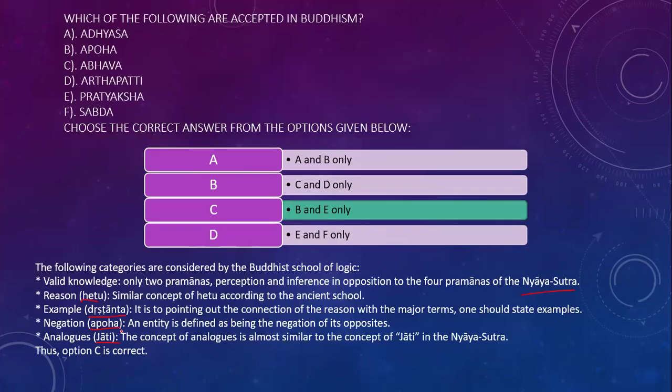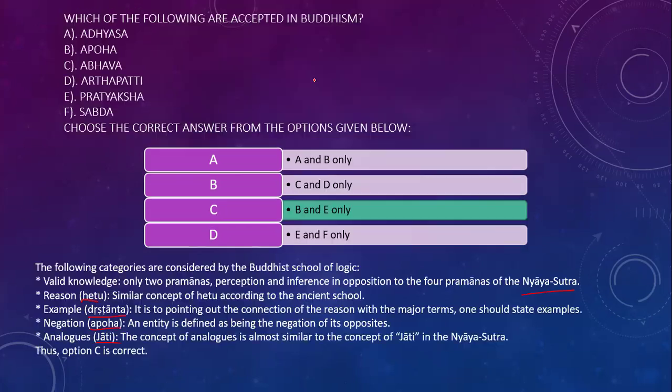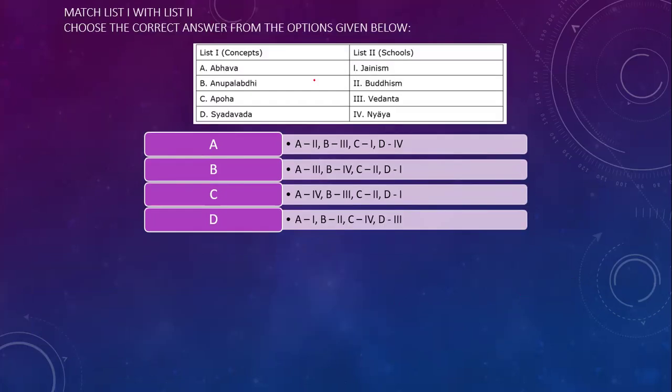Abhava. Jainism, Buddhism, what do we have? Buddhism, two: apoha. Nyaya, abhava. Anupalabdhi, Vedanta. Anupalabdhi is Vedanta. Arthapatti, anupalabdhi. Anupalabdhi is not there.